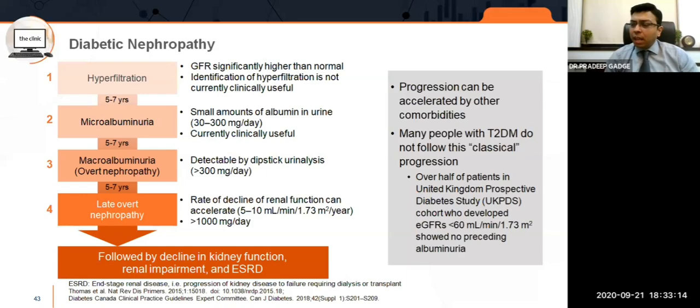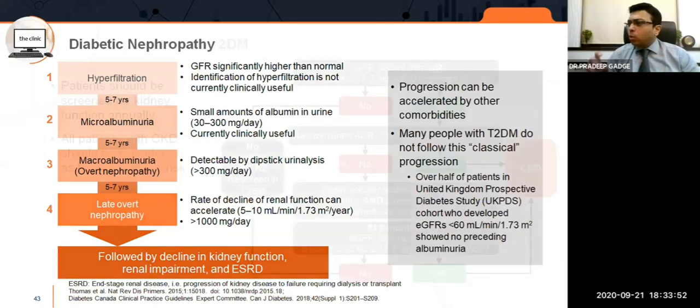Again, remember this 5 years, 7 years, whatever has been shown here need not be the same in every patient. On average, I have seen hyperfiltration stage 5 years, microalbuminuria roughly 5 years, macroalbuminuria roughly 5 years in some of the patients, but not necessarily every patient. There are various other factors like smoking, hypertension, and n number of other factors which can accelerate the progression of nephropathy. So remember that this is not exactly what may be seen in clinical practice.